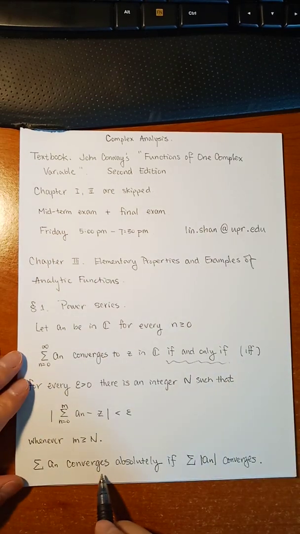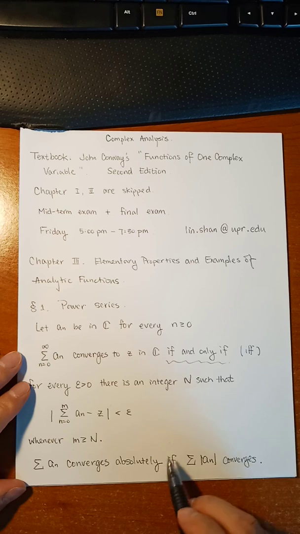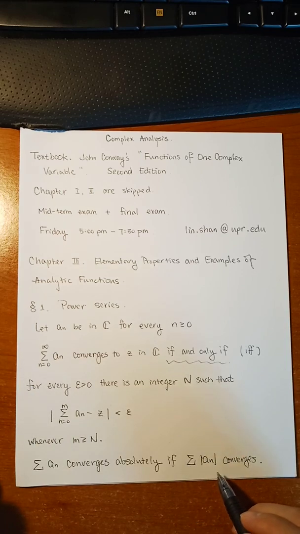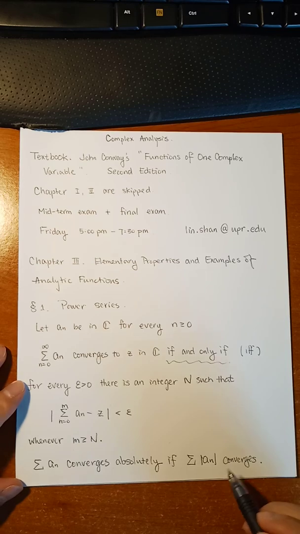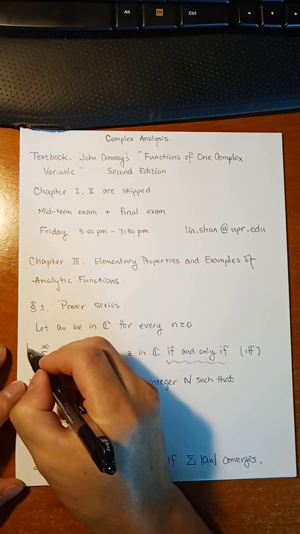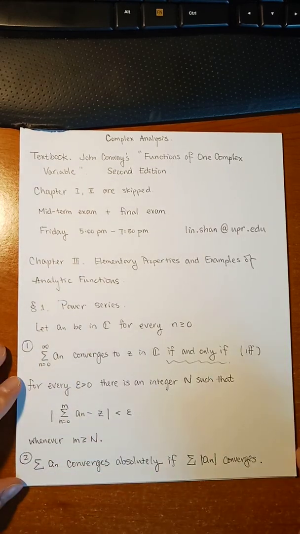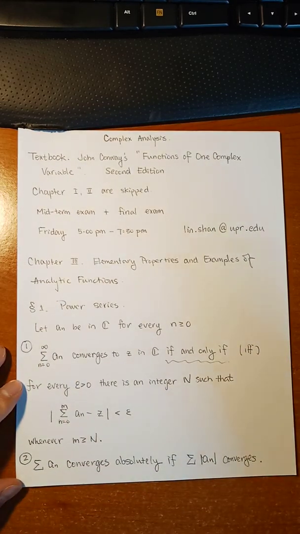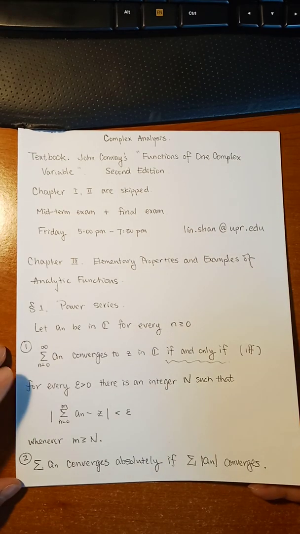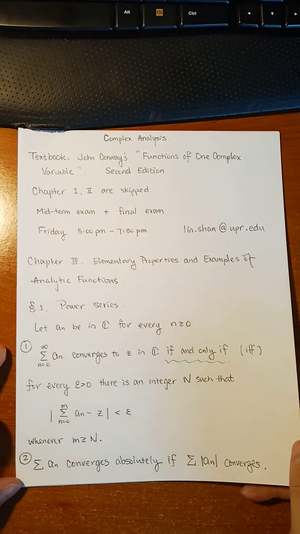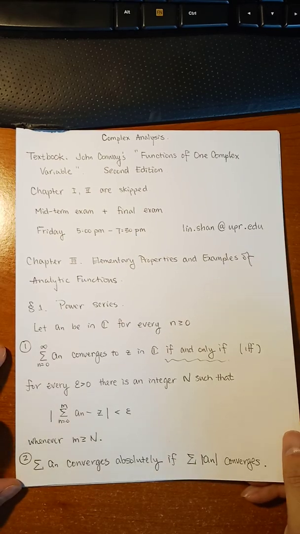So the absolute convergence of a series just means you put the absolute value and then the new series converges. That's the definition. So you have the first definition and the second definition. But these two definitions are standard notations, standard definitions. You learn both in calculus.